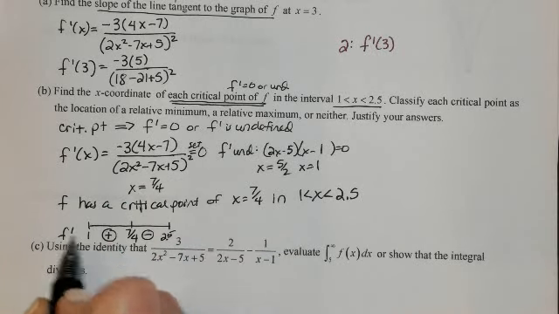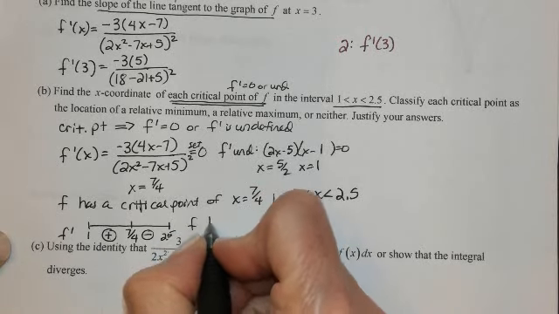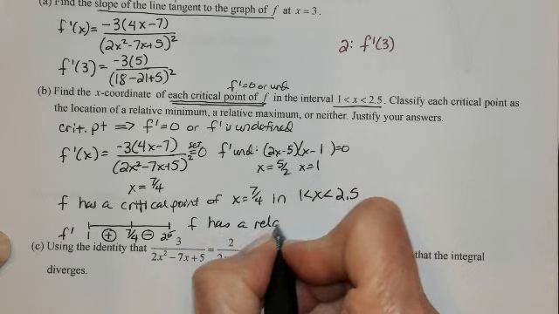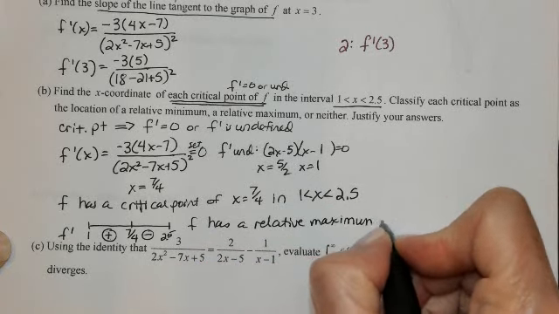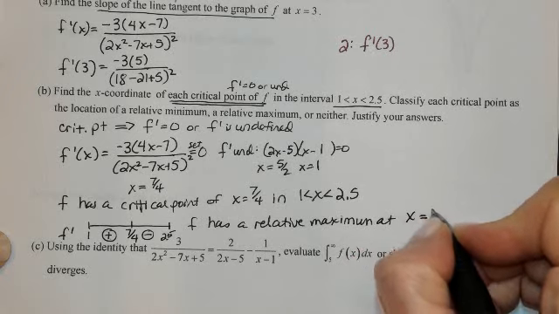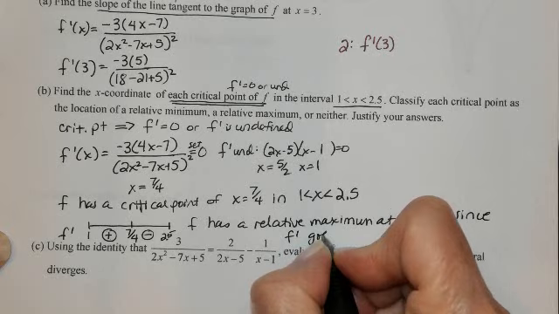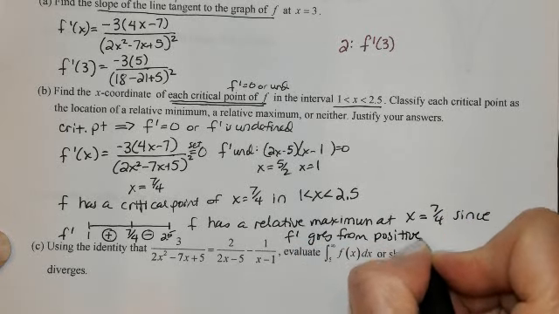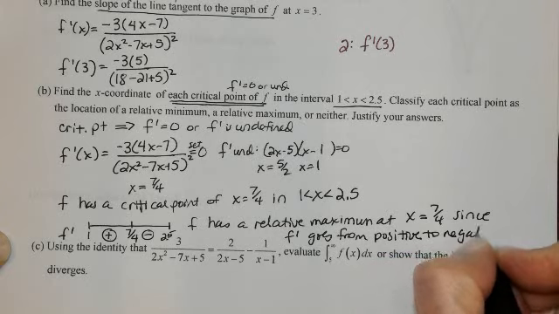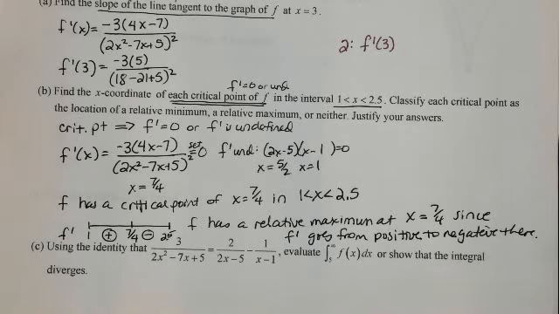So f prime goes from positive to negative, therefore f has a relative max at x equals 7/4 since f prime goes from positive to negative there. And that's the first derivative test. You don't have to call it the first derivative test, but that's what that is.